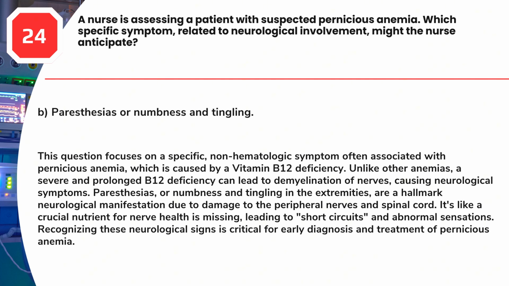Paresthesias, or numbness and tingling in the extremities, are a hallmark neurological manifestation due to damage to the peripheral nerves and spinal cord. It's like a crucial nutrient for nerve health is missing, leading to short circuits and abnormal sensations. Recognizing these neurological signs is critical for early diagnosis and treatment of pernicious anemia.